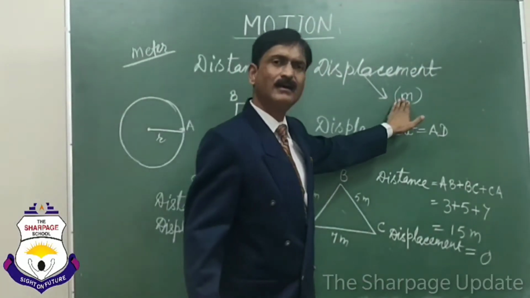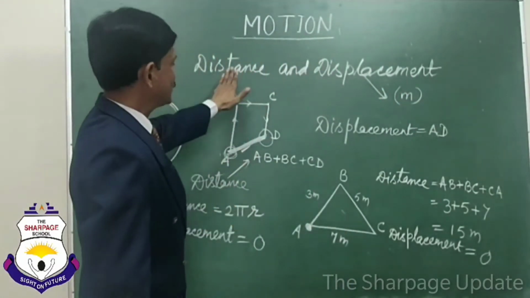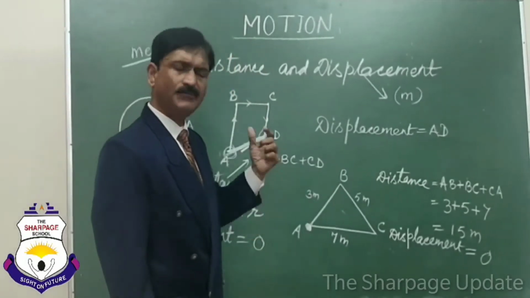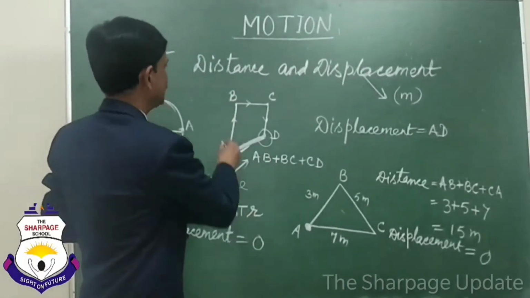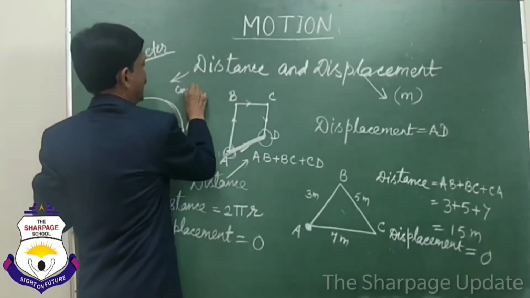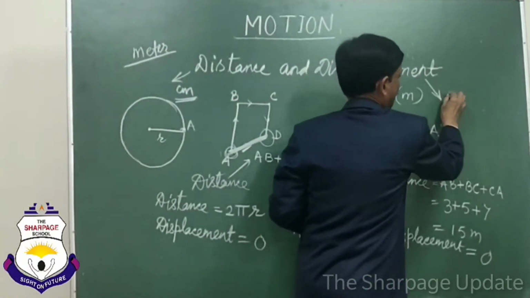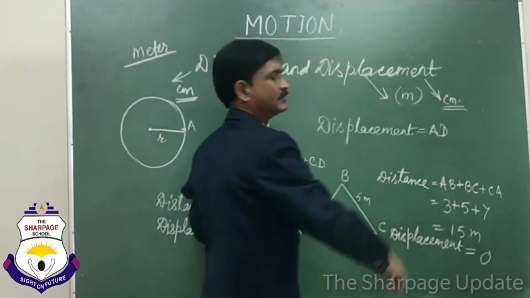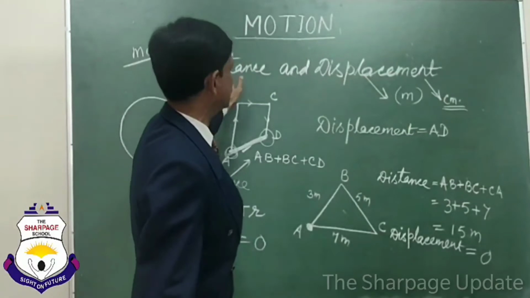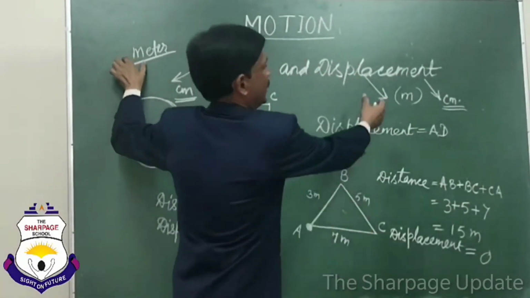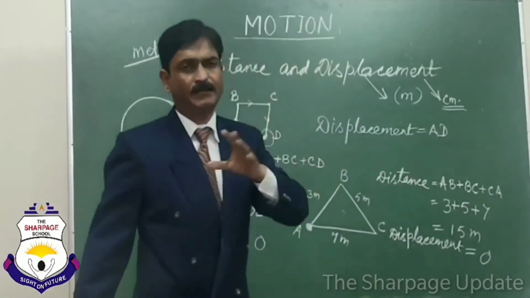I am writing here letter M for representing meter. So there is no difference between the SI unit of distance and displacement. Similarly, the CGS unit of distance is represented by centimeter, and again the CGS unit of displacement is represented by centimeter. So you can see here the SI unit of both, displacement and distance, is represented by meter, and the CGS unit of both is represented by centimeter.